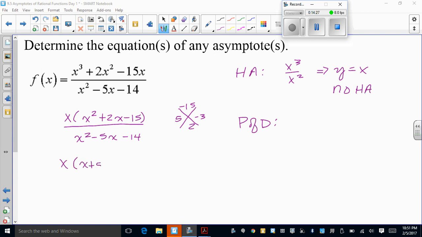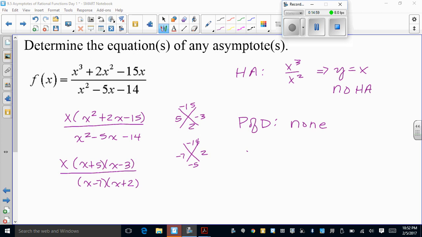over. And then the bottom one, negative 14 and negative 5. So the larger of the two gets the negative sign. 7 times 2 is 14. 7 minus 2 is 5. So we get x minus 7, x plus 2. But we can see we can't cancel anything out. So again, none here, but we're ready and set for vertical asymptotes.